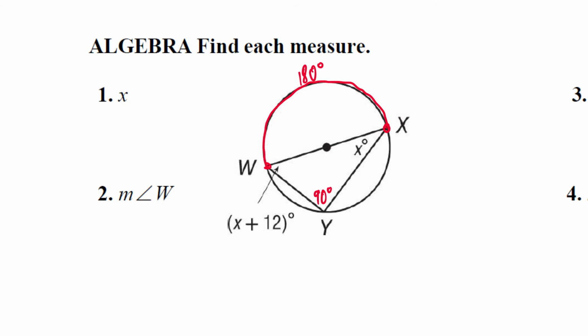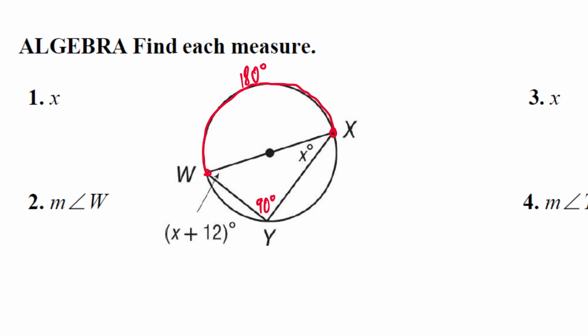And the reason I need that is, the way I'm going to find x is, what do the three angles of any triangle add up to? 180. So what I'm going to do is go x plus 12 plus 90 plus x equals 180. All I did was take these three angles, x plus 12, this 90-degree angle, this angle x, and add them up to equal 180.